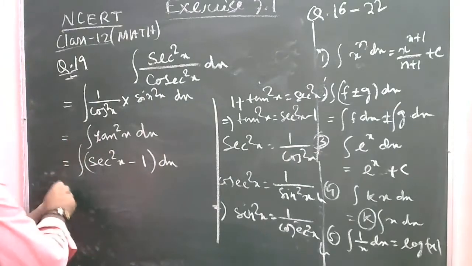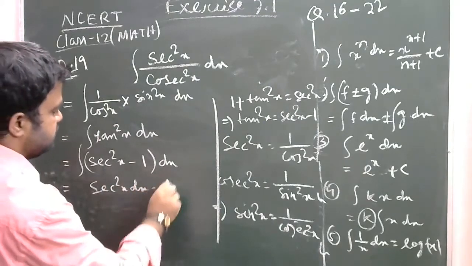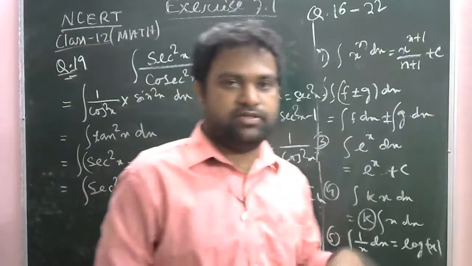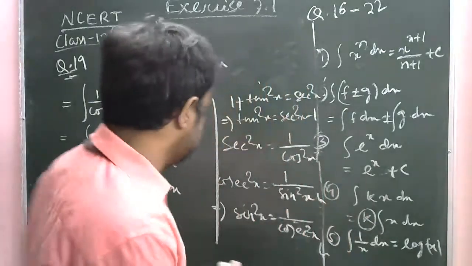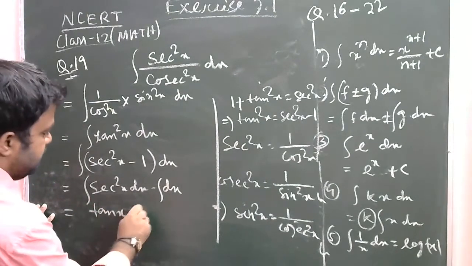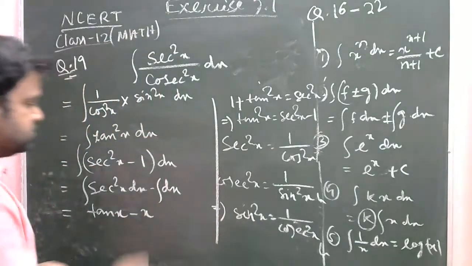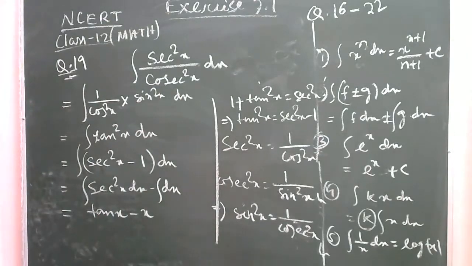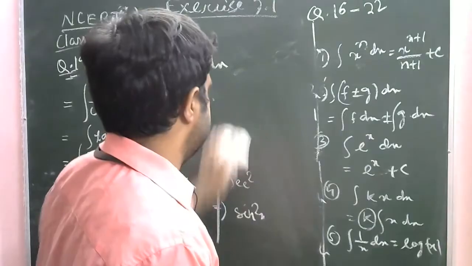Now life becomes easy. I'll separate these terms: integration of sec square x dx minus integration of dx. The sec square x integration is what I was solving in the last question. Sec square x integration is tan x, and integration of dx is x. In the last video also, some of you might not have watched it, so I'm repeating: integration of dx is x.